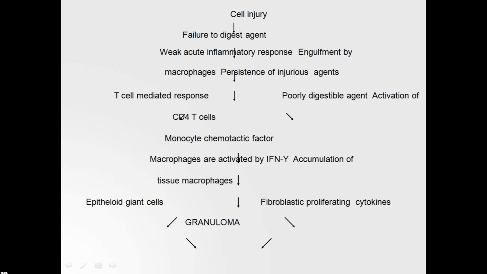We will not discuss all of these diseases. We will discuss a few diseases in which there is granuloma formation. So, the formation of granuloma.